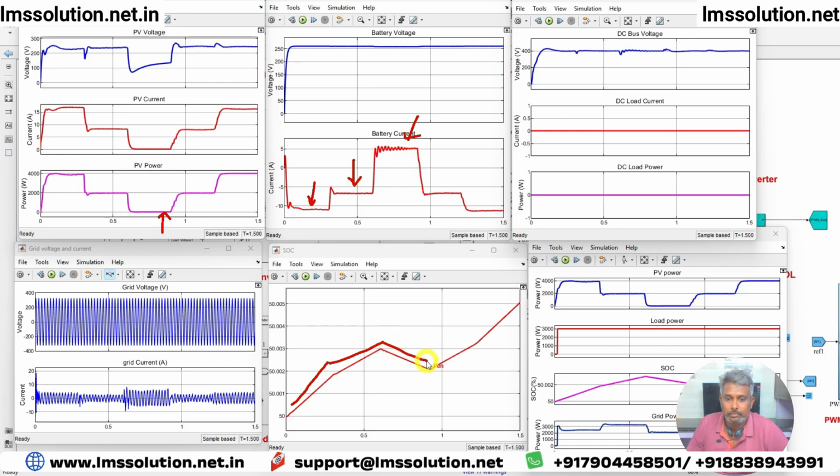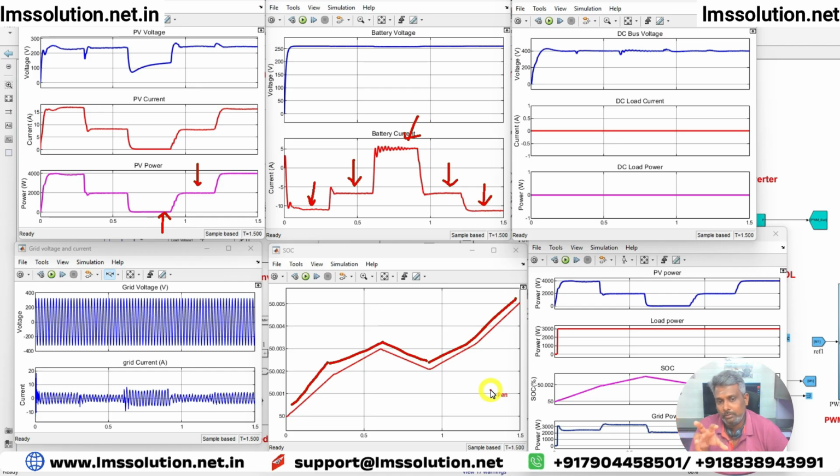The battery is discharging here, during that time the PV power is low. That means PV power is 0. So again you can see that the PV power comes to 2000 watts, and the battery goes to charging mode. Again going for charging. The neural network decides whether the battery is going for charging or discharging.